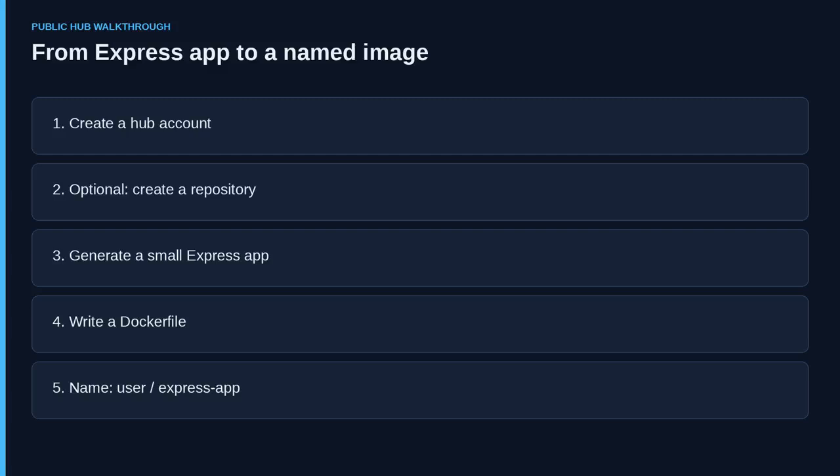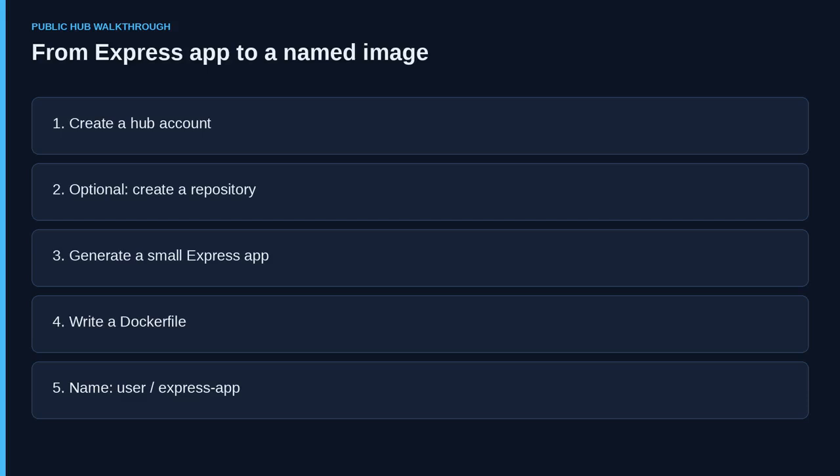Now switch from a borrowed Ubuntu image to an app you built. The public-repository walkthrough starts with an account on the hosted hub, then optionally a named repository. Next, you generate a small Express application, a Node web server that listens on a port. That app is just files on disk until you write a Dockerfile. The Dockerfile is the recipe that turns those files into a portable image.